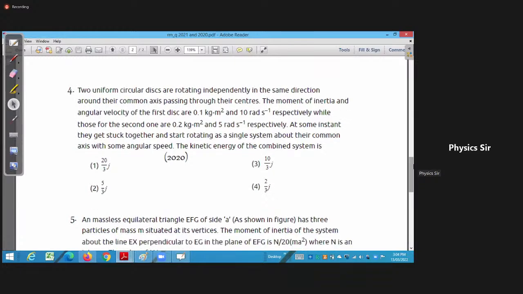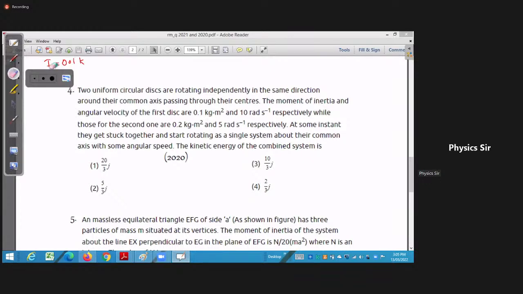Okay, I hope you can see this. Fine. They have said there are two uniform circular discs which are rotating independently in the same direction around their common axis, passing through their center. Though independent discs they are rotating. The moment of inertia and the angular velocity of the first disc. So what is the value of I1? This I1 is 0.1 kg meter square.